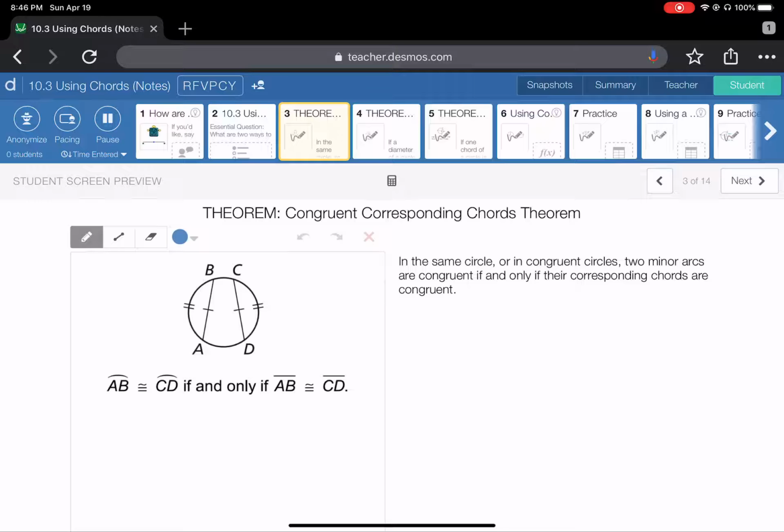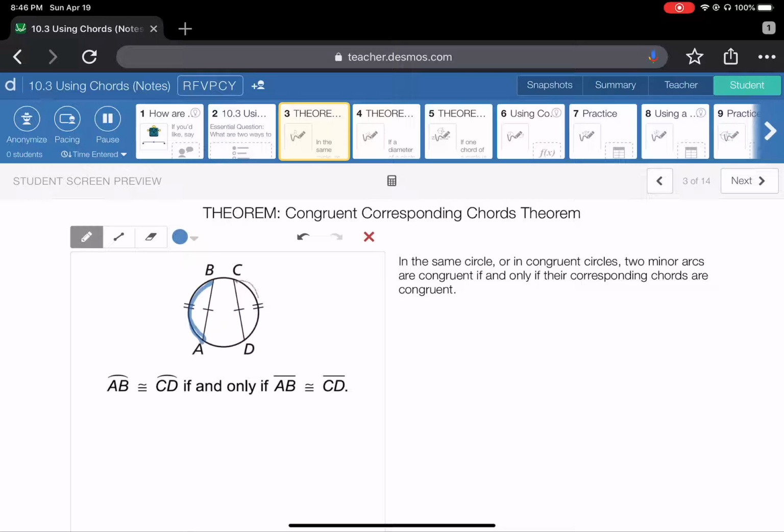So first thing we're going to start off with is a theorem. We're going to start off with the congruent corresponding chords theorem. In the same circle or in congruent circles, two minor arcs are congruent if and only if the corresponding chords are congruent.